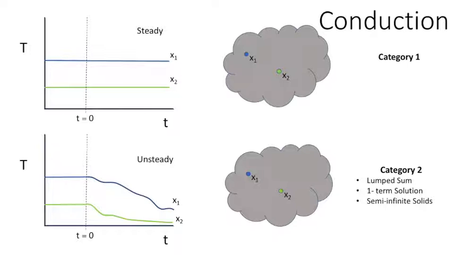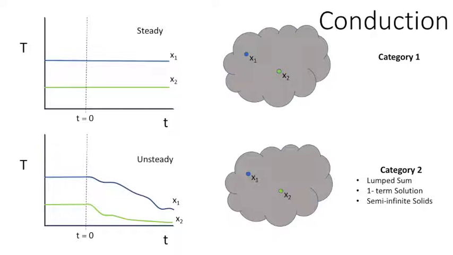With steady conduction, if you look at an object or 2 points within an object, or any number of points within an object, your temperature does not change as time progresses. However, with unsteady conduction or transient conduction, if you look at those same 2 points and whether you're heating or cooling the object, in this case we're cooling it, your temperature varies with time.